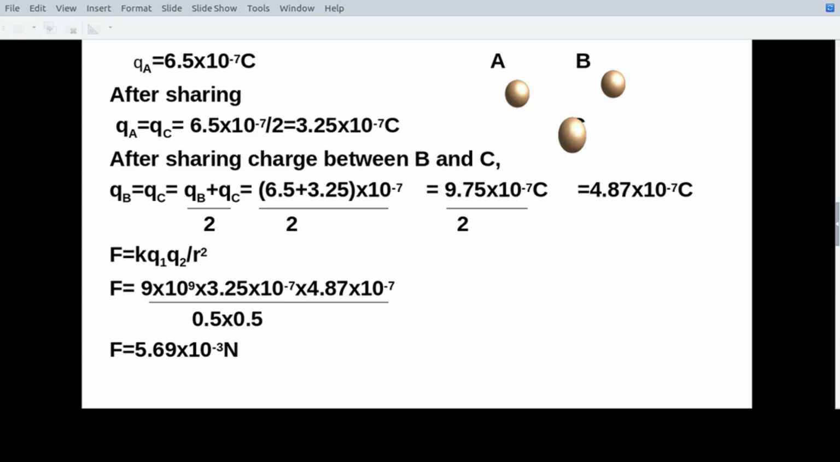And now it's easy. You just have to apply the formula F equal to K Q1 Q2 divided by R square. Substitute the values and calculate. You will get 5.69 into 10 raised to minus 3 Newton.